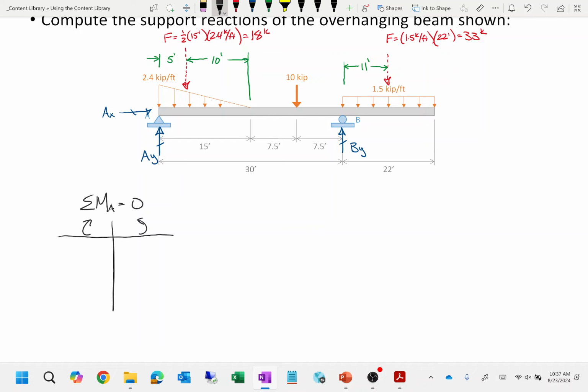Does this triangular load generate moment? Yes, right? So I'm going to consider 18 kips at a moment arm of what? 5 feet. On the left or right? There we go. Not too bad, right? Do I consider the 10 kips? Yes, I do. Left or right? Left. And then what is the moment arm from A? 22 and a half, because it's 15 plus 7.5. So 10 kips.